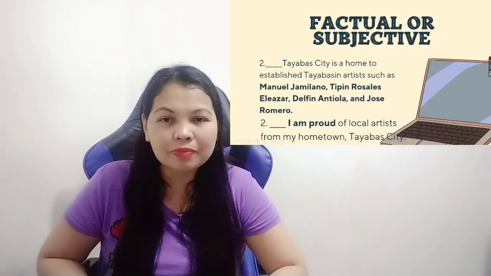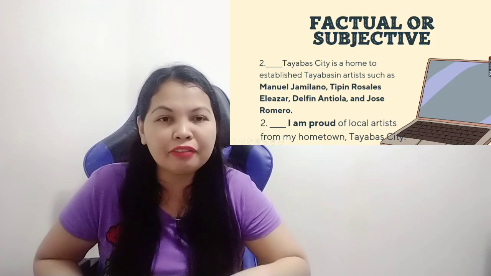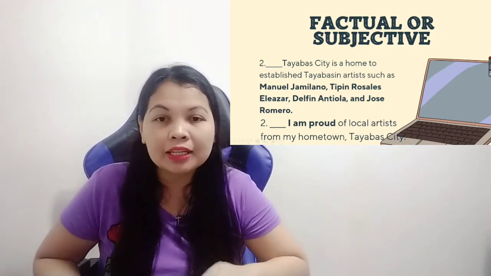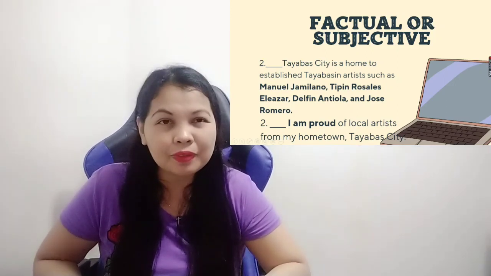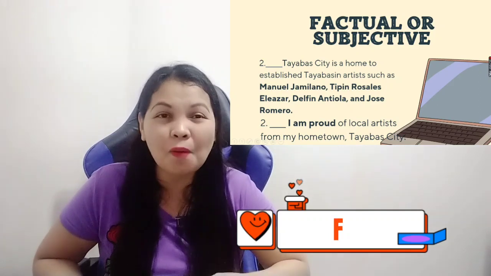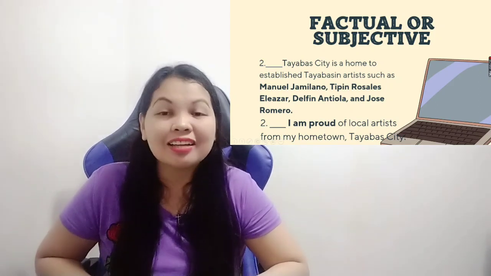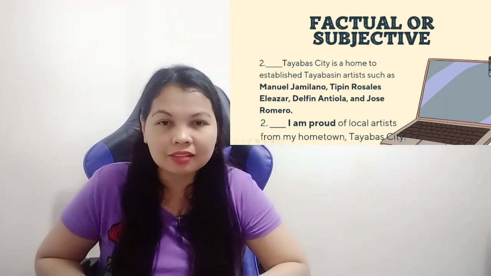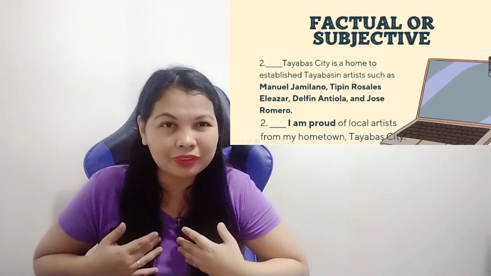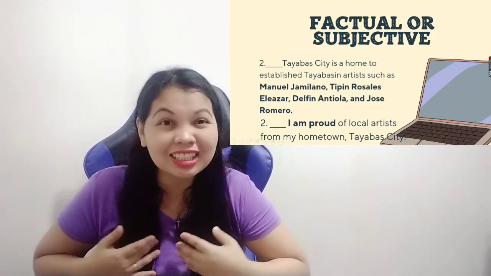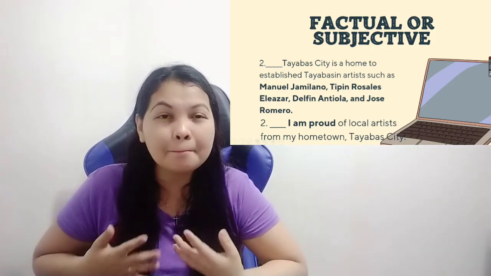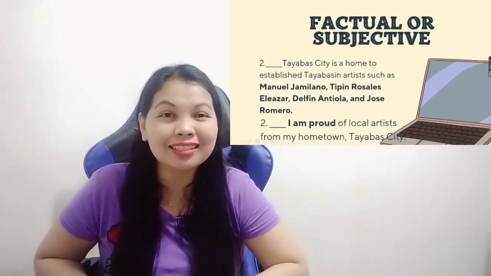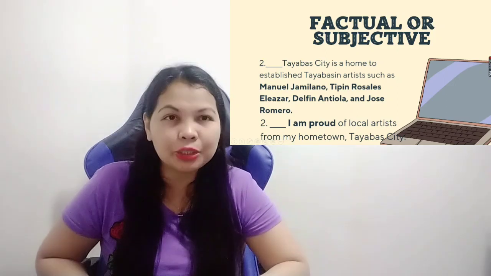The first sentence, Tayabas City. So we have here different figures of people. We have Manuel Hamiliano, Tipin Rosales, Elizar, Delphine Antiola, and Jose Romero. So what is your answer? Okay, that is F or factual. And the second sentence, I am proud of local artists from my hometown. Proud. Okay, so that is subjective. Maybe I am proud and others are not. That is just based on my personal opinion. Therefore, that is subjective. Next, let us proceed to the third one.